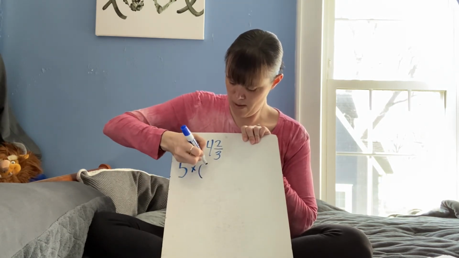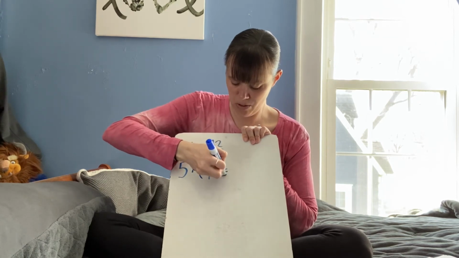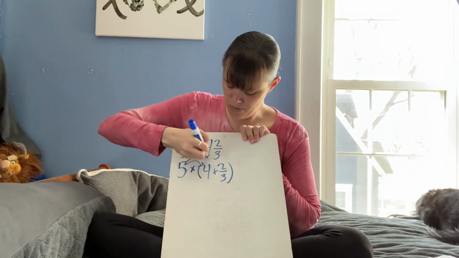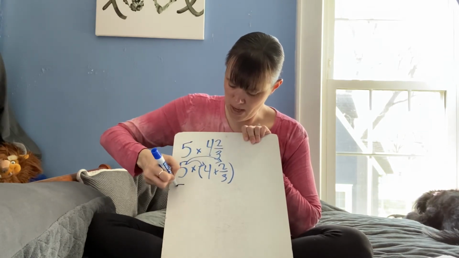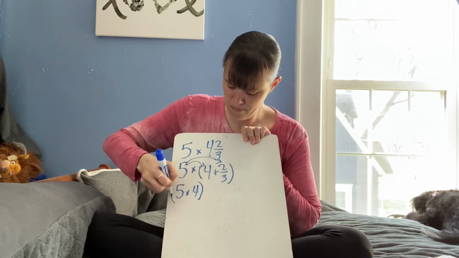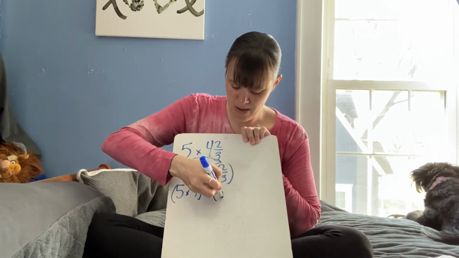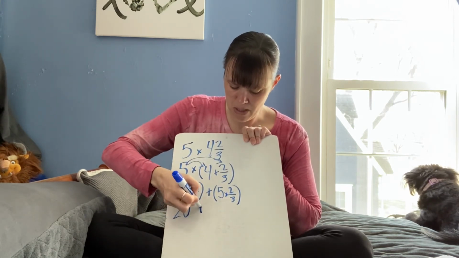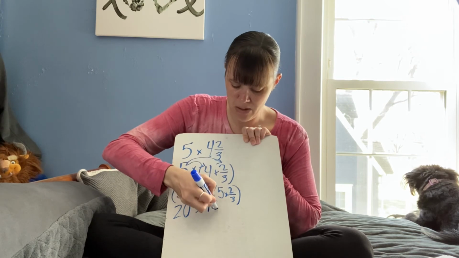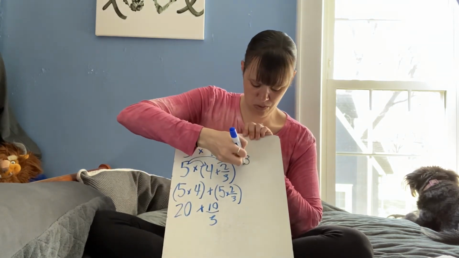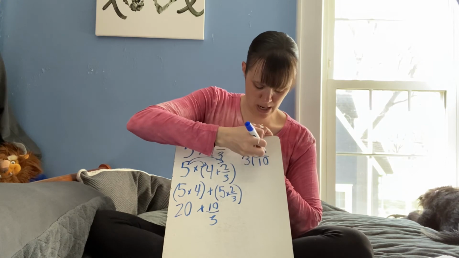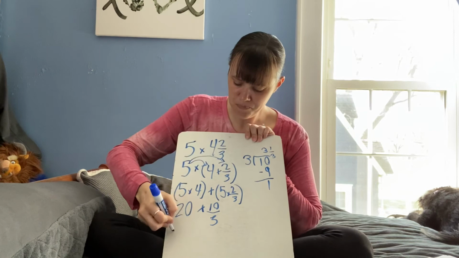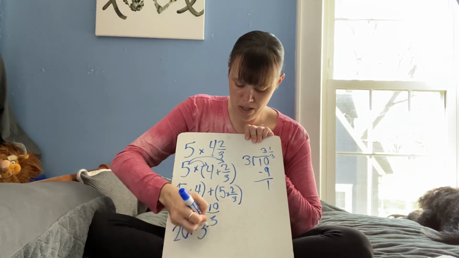5 times 4 plus 2/3. We just want to separate those. And now we're going to distribute that 5 to the 4 and to the 2/3. So we have 5 times 4 plus 5 times 2/3. 5 times 4 is 20 plus 5 times 2 is 10, 10/3. All right, so we do 3 into 10. 3 times 3 is 9. Subtract 3 1/3. We have 20 plus 3 1/3.